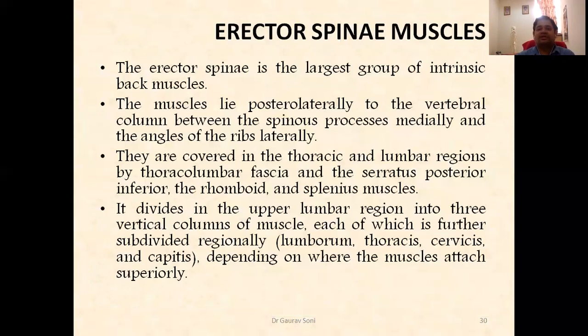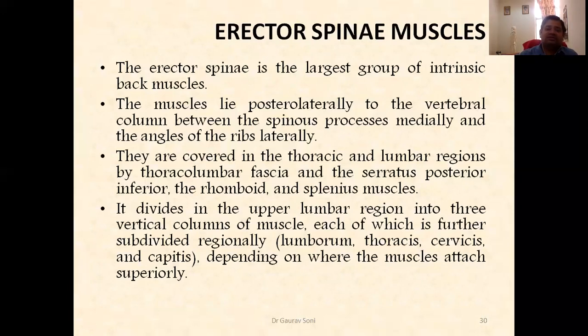Then comes the erector spinae muscle, which is the largest group of intrinsic back muscles. The muscles lie posterolaterally to the vertebral column, between the spinous processes medially and the angles of the ribs laterally. They are covered in the thoracic and lumbar region by thoracolumbar fascia, and in the serratus posterior inferior, rhomboid, and splenius muscles. It divides in the upper lumbar region into three vertical columns of muscle, each of which is further subdivided into lumborum, thoracis, cervicis, and capitis regionally.